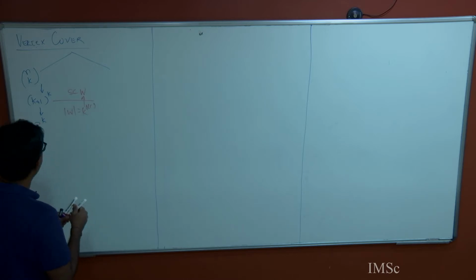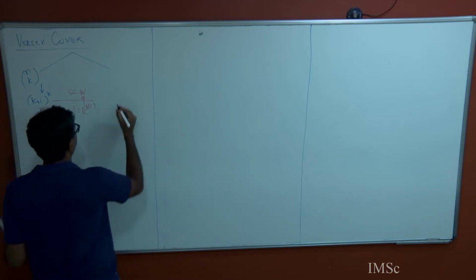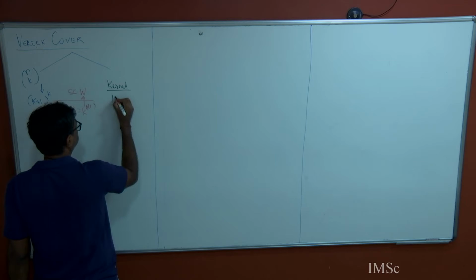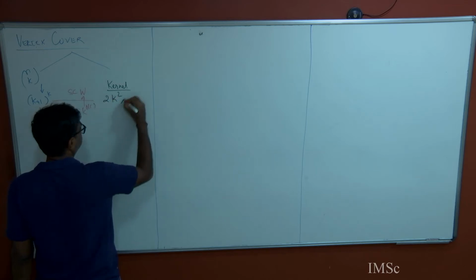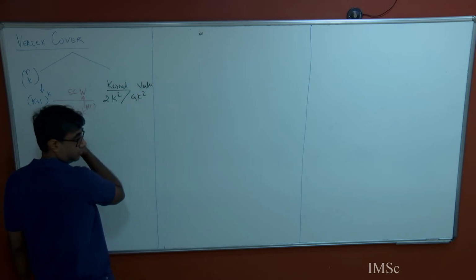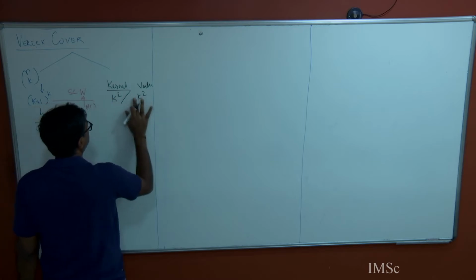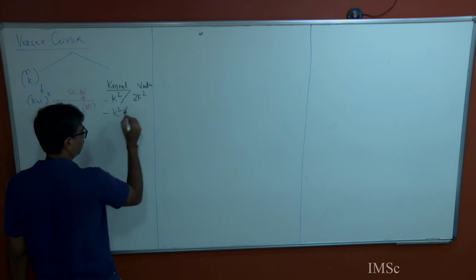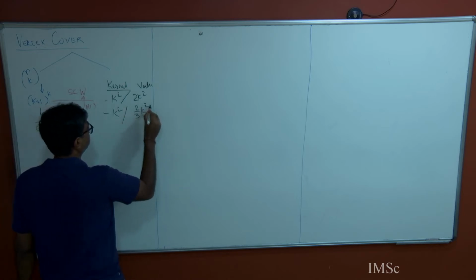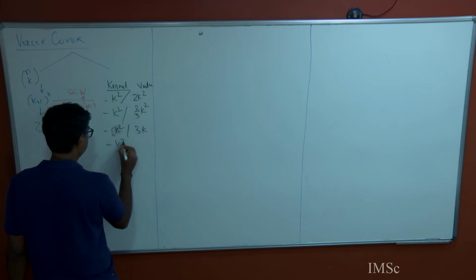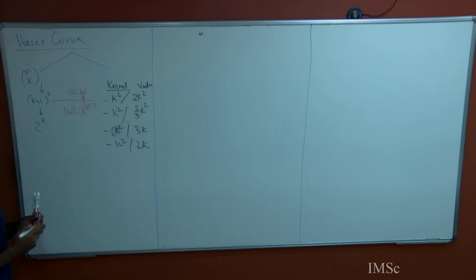This led to what I called kernel or pre-processing algorithms. First we came up with some 2k square edges and 4k square vertices. No, k square edges and 2k square vertices. Then we still came up with k square edges, but 2/3 k square vertices, and then we came up with k square and 3k vertices, then k square and 2k vertices.